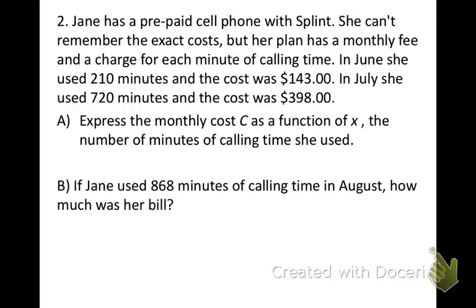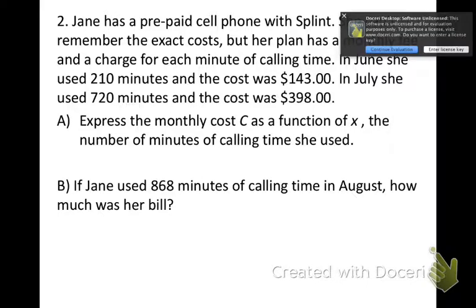All right, now this next problem is another cost function. It says Jane has a prepaid cell phone plan with Splint. She can't remember the exact cost, but her plan has a monthly fee and a charge for each minute of calling time. In June, she used 210 minutes and the cost was $143. In July, she used 720 minutes and the cost was $398. And we want to express the monthly cost C as a function of X, the number of minutes of calling time she used.